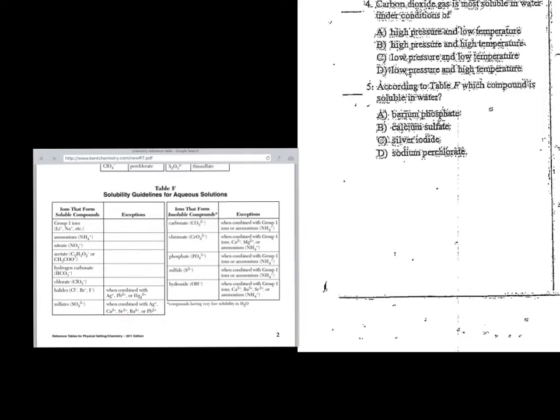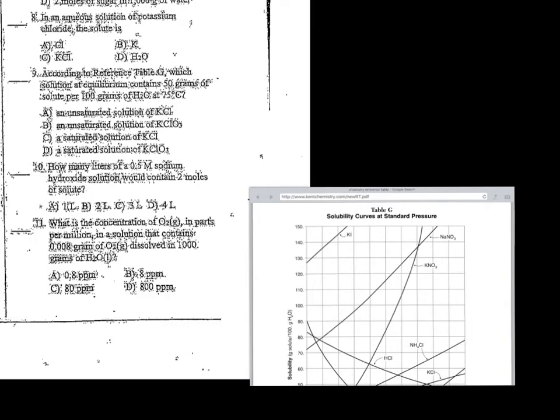Next, we have silver iodide. Iodide is over here because I. But silver is an exception. Ag is silver, if you didn't know that. So that's insoluble, leaving us with sodium perchlorate. That's our answer. Alright, 6 and 7 I told you guys to skip.